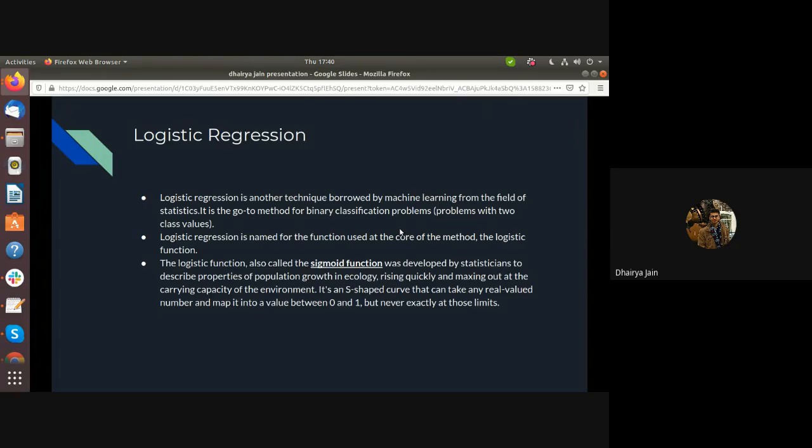Now, what is the sigmoid function? Rohit, can you please change the slide?